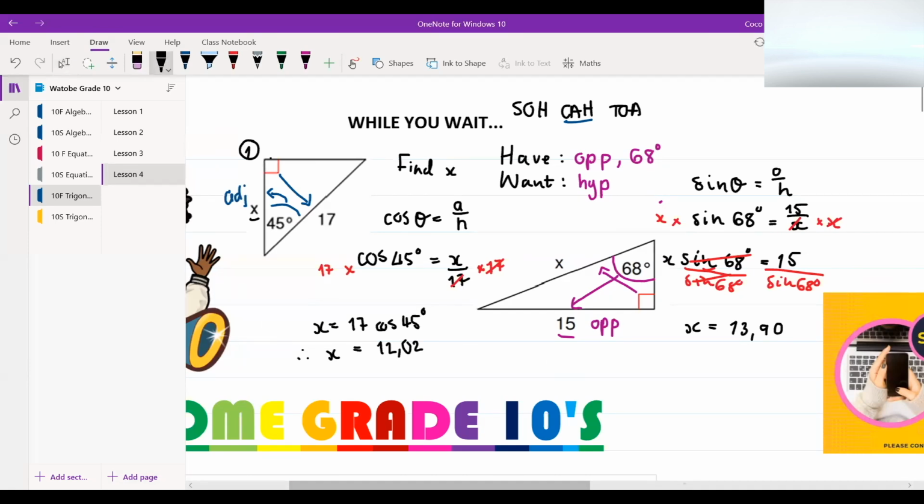You got the same answer as Funzo, ma'am? Yeah. 15 divided by sine 68 was 16,18. That's interesting. I wonder why everybody got a different answer. No, it's not in degrees. It's the length of the hypotenuse.